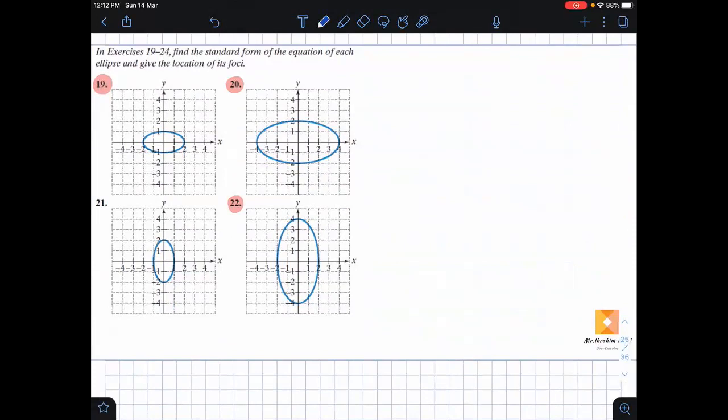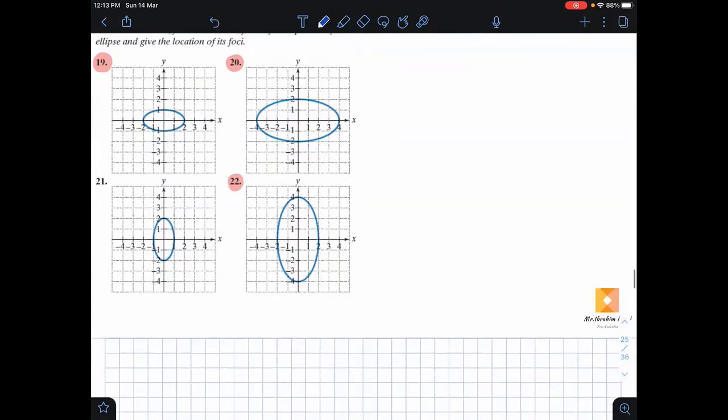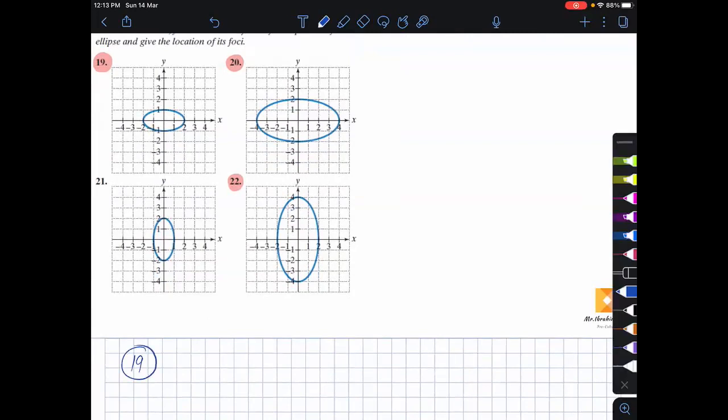Okay, so in exercises 19 to 24, find the standard form of the equation of each ellipse, and give the location of its foci. Number 19. Guys, we first have to identify the center. The center is 0, 0, so h is equal to 0 and k is equal to 0.